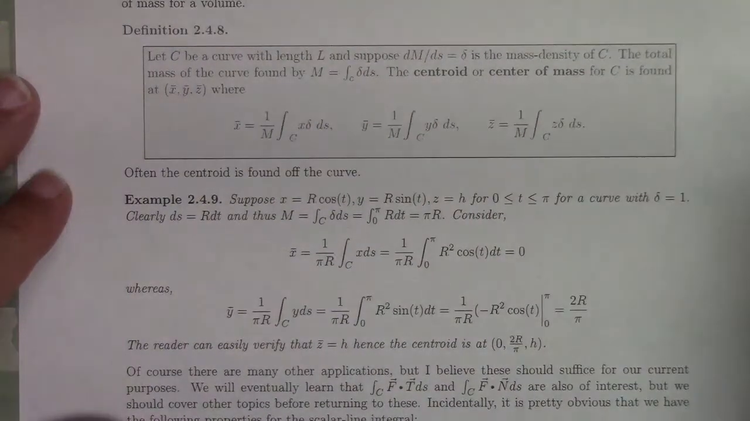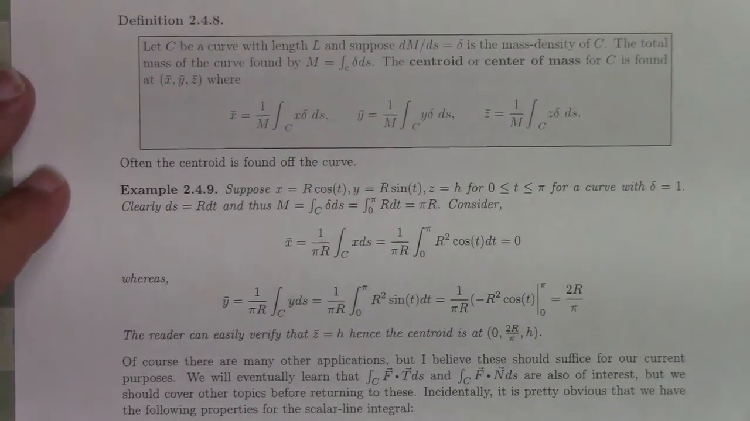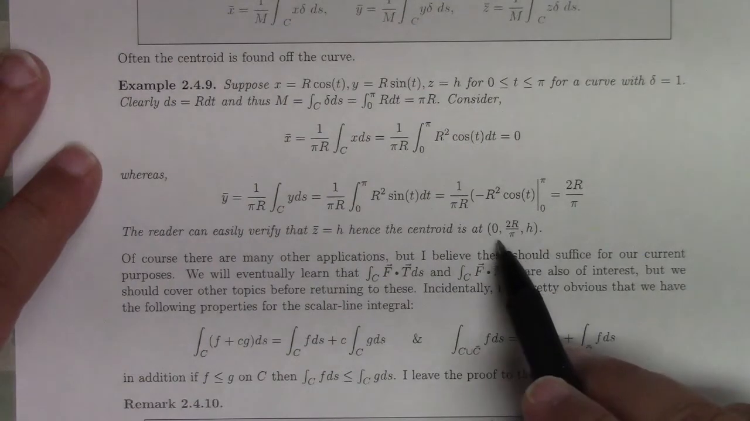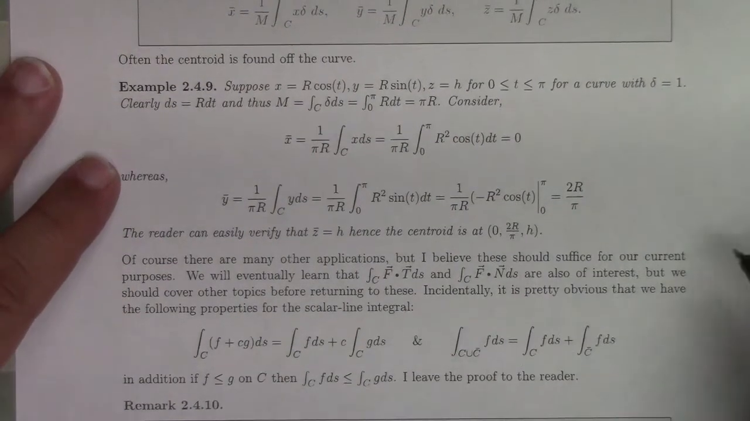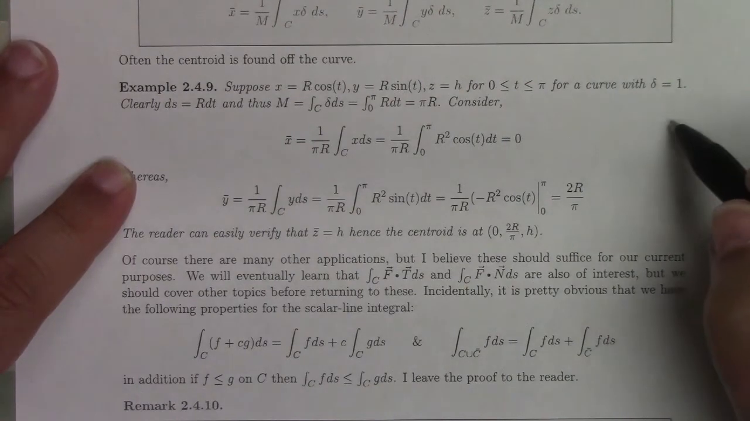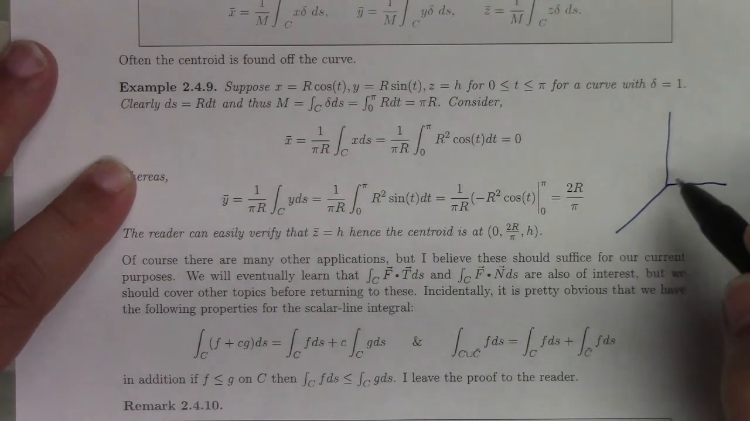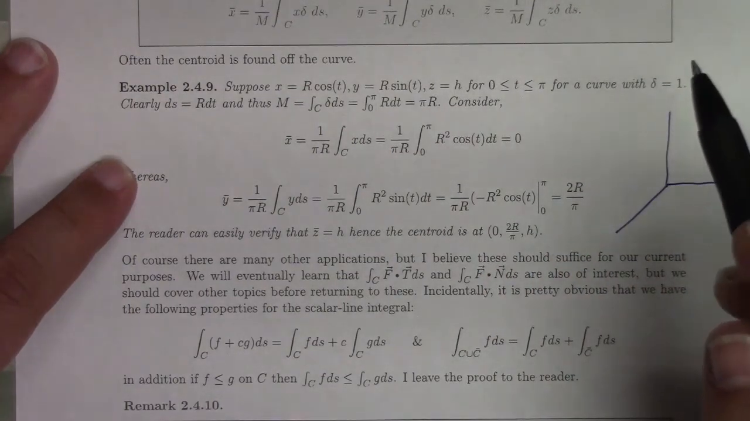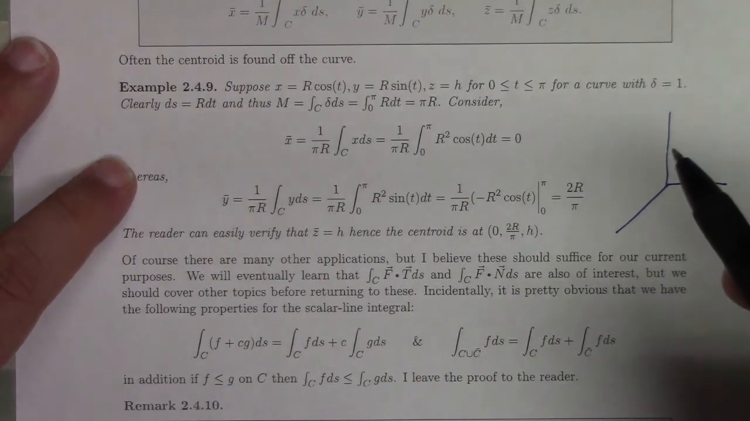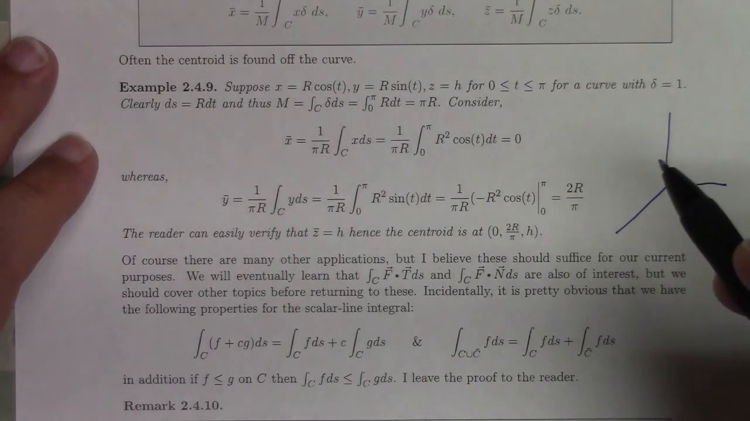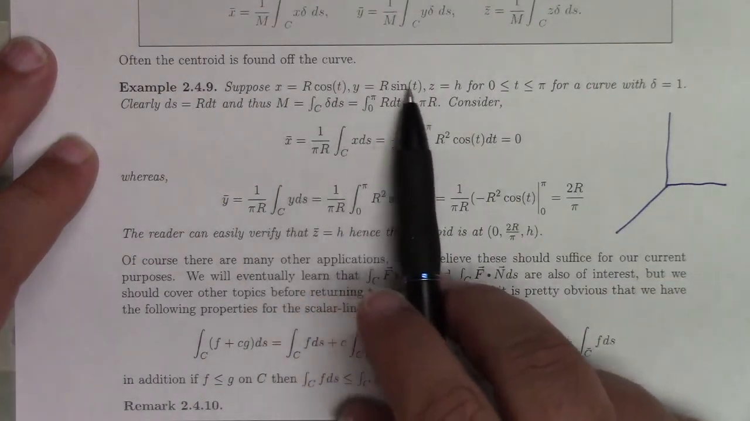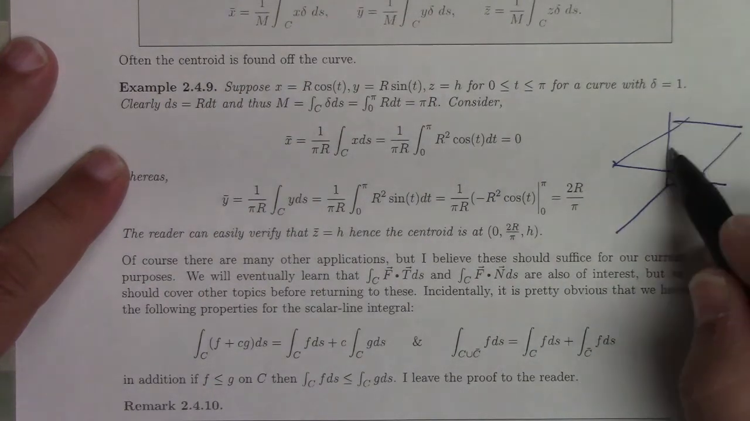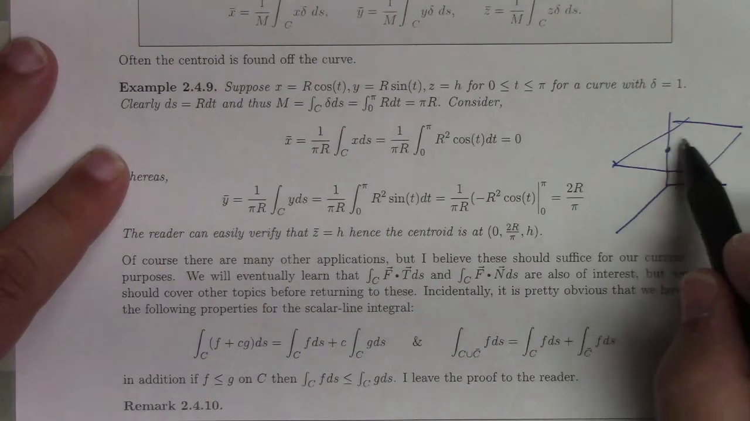Here I actually calculate the centroid for the helix, and I find out that the helix has a centroid which is 0, 2 pi over r h. Let me try to foolishly draw the helix that we're looking at. Is this a helix actually? Nope, this is not a helix. This is a circle on the plane z equals h.